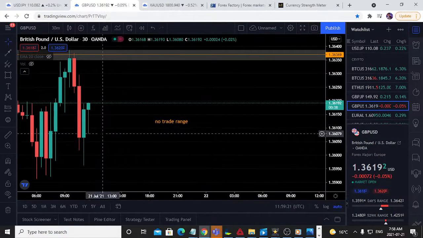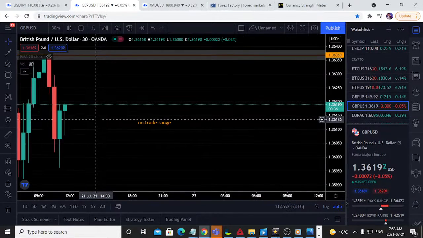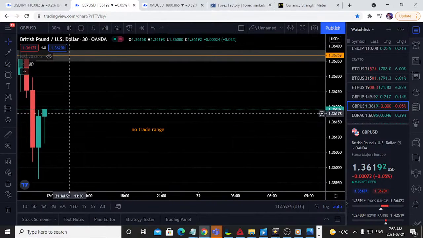GU is so deceiving. The price point was just here, and you can see it could have been looking as a sell. Look at this. Total buy.